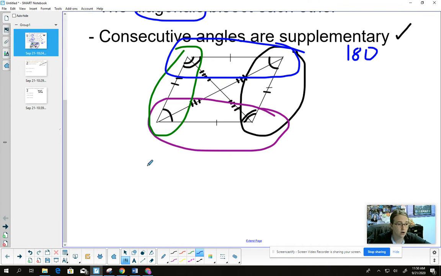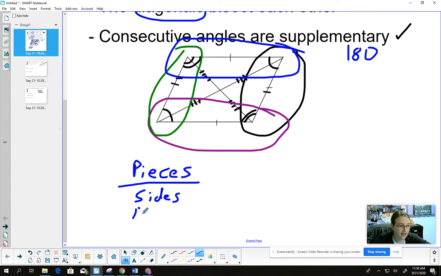I do want you to write that down. The pieces we're looking at, write this down on your notes here. We have sides, we have angles, and then we have diagonals. We need to determine as our first step which piece is being talked about. Let's go ahead and look at these.